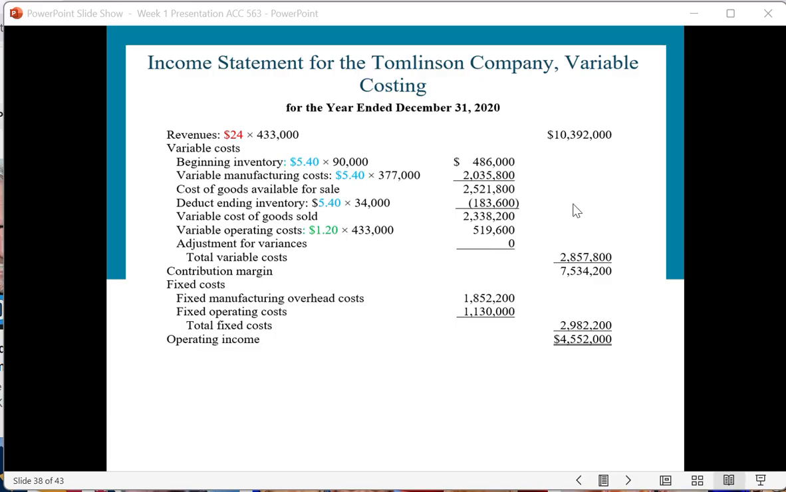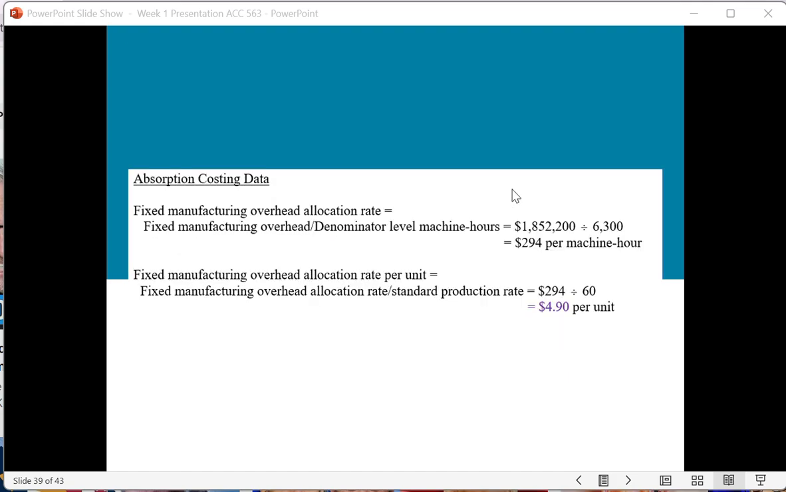No variance because it's variable costing, right? Variances come into absorption costing. Contribution margin is $7,534,000. And there's all our fixed costs. There's our fixed manufacturing, fixed operating, total fixed costs 2.98, operating income $4,552,000. Okay, that's our variable costing statement.